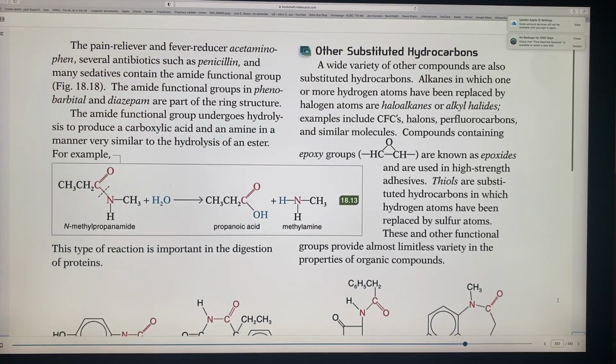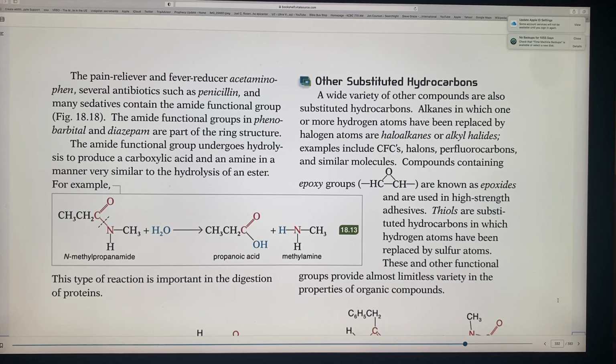Let's go ahead and finish. Among the amides, the pain reliever and fever reducer acetaminophen, which is Tylenol, is an amide. Several antibiotics, such as penicillin, are amides. Many sedatives are in the amide group. Phenobarbital and diazepam are sedatives, also used for anticonvulsion, and they are in the amide group.